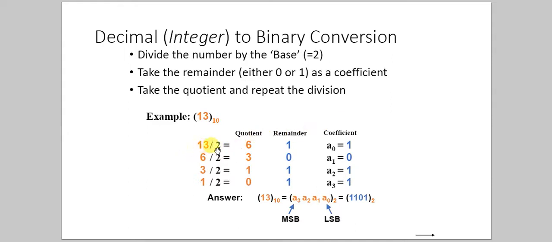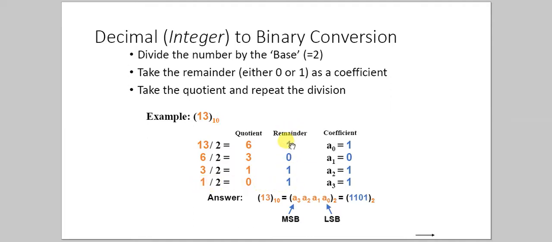When we divide, we repeatedly divide by 2. 13 by 2, the quotient is 6, the remainder is 1. Then 6 divided by 2, the quotient is being divided repeatedly. 6 divided by 2 is 3, the remainder is 0. 3 divided by 2 is 1, the remainder is 1, and we are left with 1, so we put that 1 over here.